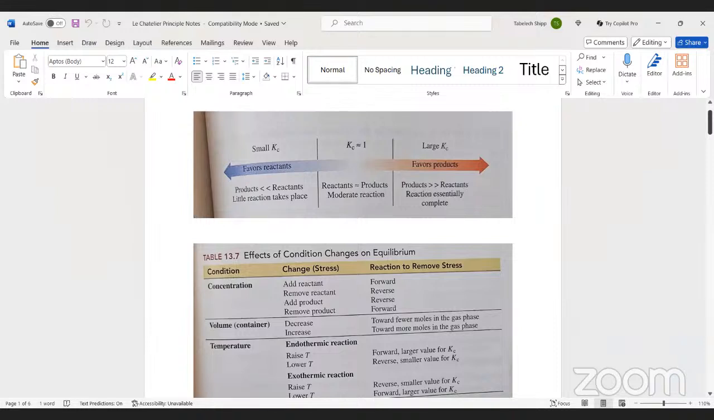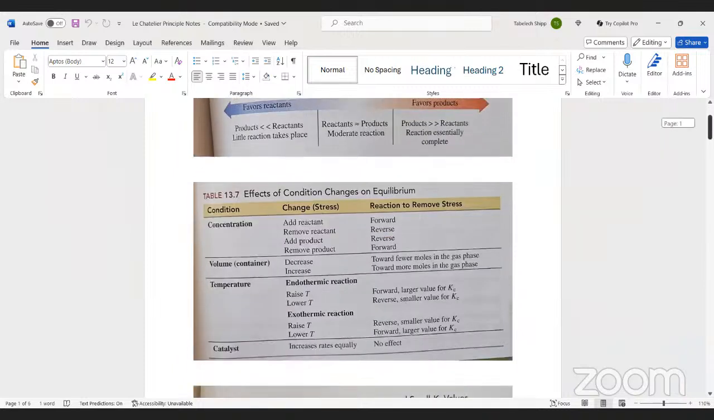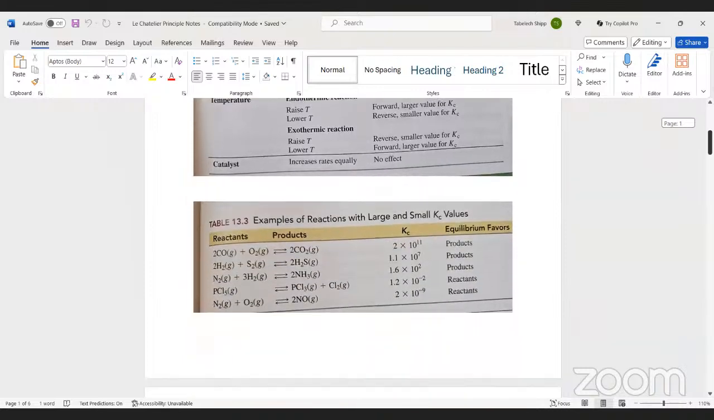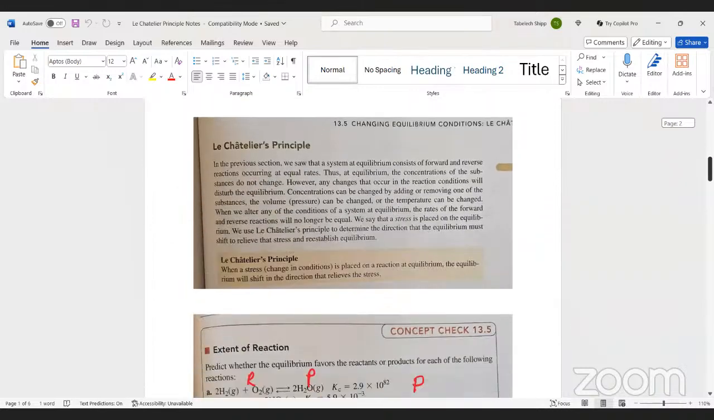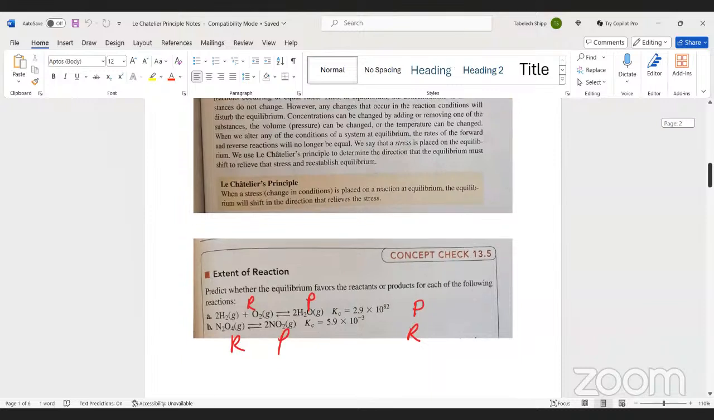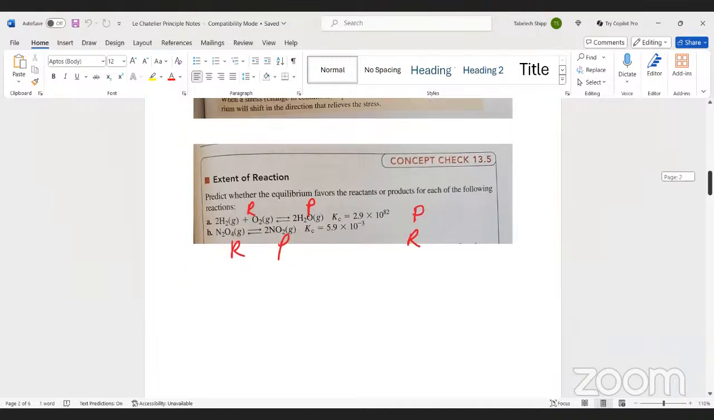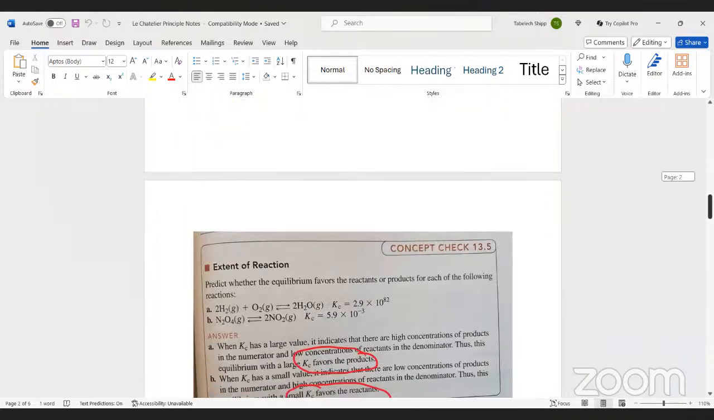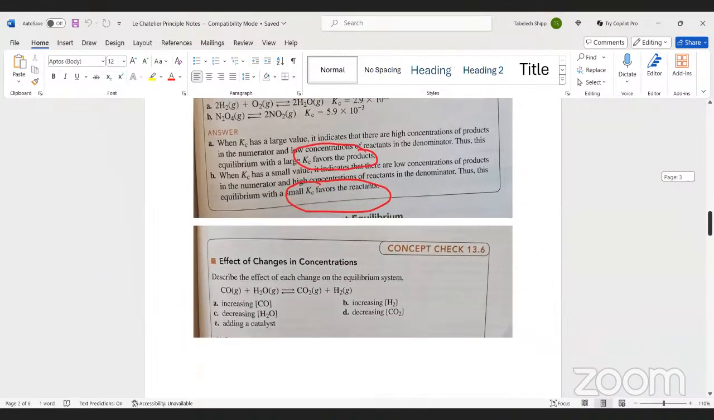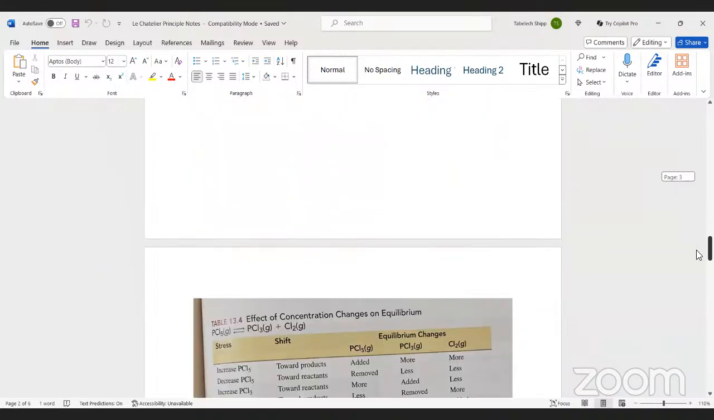I also talked about how if you add reactants, the reaction is going to go forward. If you remove the reactants, it's going to reverse. So I actually went through this chart, and you can go through them, Grace. I did some examples, and all you have to do is look at the number. The number will tell you whether or not it would go. The Kc value will indicate that, based on what you got.